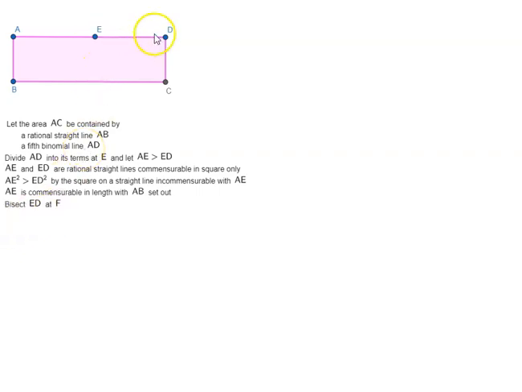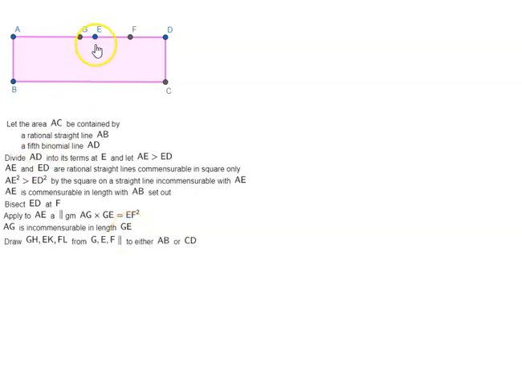Bisect ED at F. Apply to AE a parallelogram AG by GE such that it is equal to the square on EF. So here AG by GE is equal to EF square. Now, because of this, we can say AG is incommensurable in length with GE. Now, draw GH, EK, and FL from G, E, F parallel to either AB or CD, meeting at H, K, L. Instead of drawing the lines, let me color them differently.